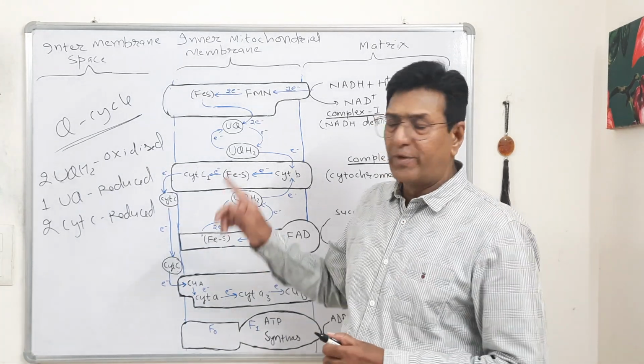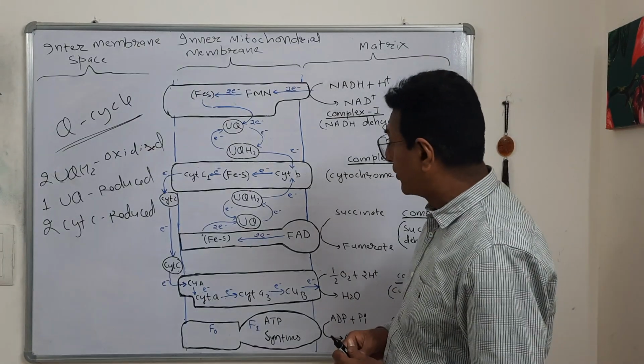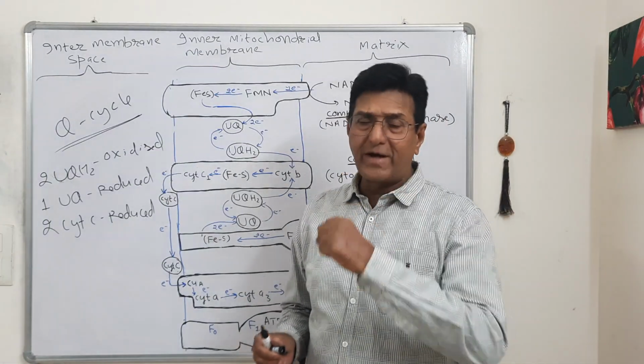Two electrons of ubiquinol are transferred to complex fourth via two different cytochrome C.